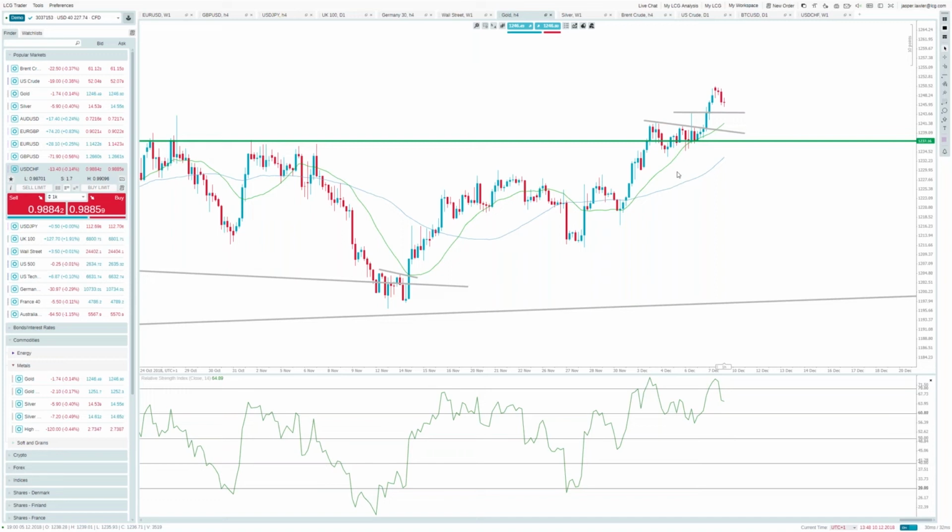If 1237 gives way, then this was obviously the previous consolidation, the previous resistance down here at 1228. So potentially another drop down to there before another leg higher. So watch out for your opportunities somewhere leading into 1228 for gold to leg up again.